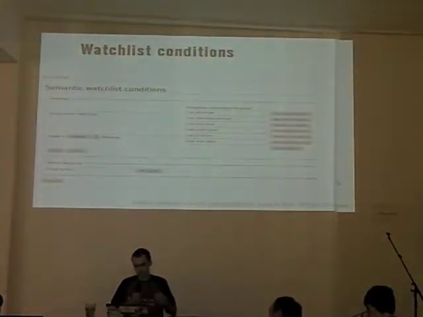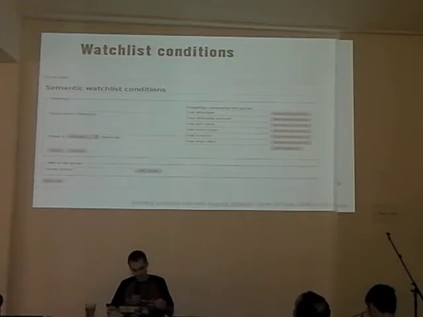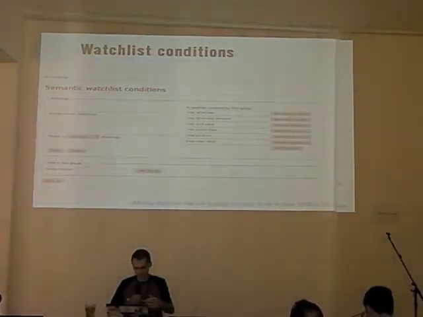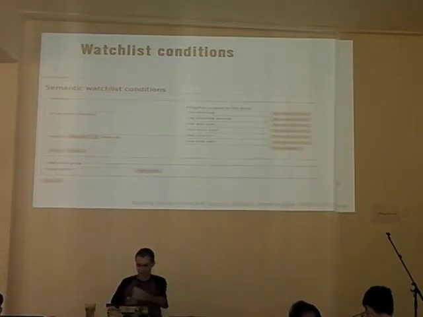So let's have a quick look at these four components. This is a screenshot of the administrative interface in which you can define watchlist conditions. As you can see, you can specify a name. You can filter on things in categories, namespaces, and something else that I forgot. Oh yes, you can also check all pages in the concept. And then you can specify a list of properties.